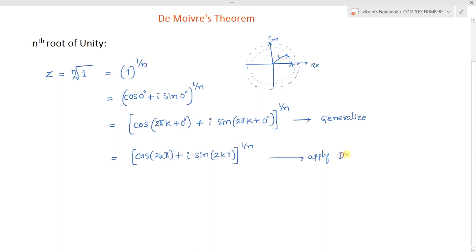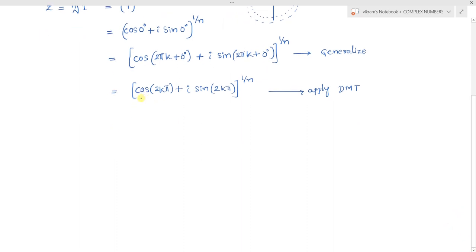What is De Moivre's theorem? (cos theta plus i sin theta) whole power n can be written as cos n theta plus i sin n theta. Here the power is 1 by n, so we can write this as cos(2k pi by n) plus iota times sin(2k pi by n). So we have obtained the nth root of unity, 1 power 1 by n, equals cos(2 pi k by n) plus iota times sin(2k pi by n).